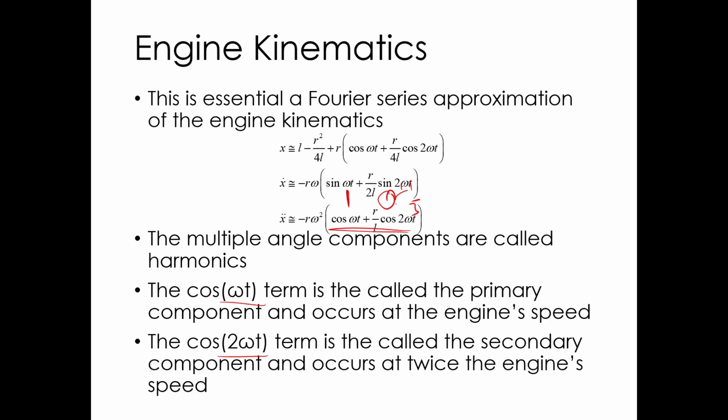The primary is the vibrations that occur at the frequency that the crank's operating at. The secondary is frequencies that are twice what the crank is running at.